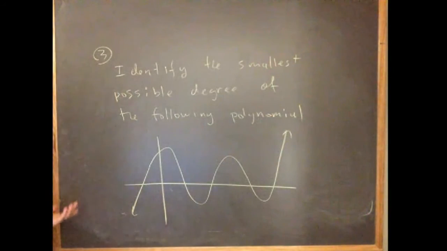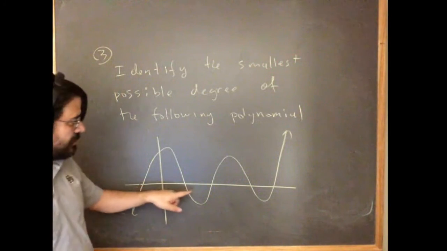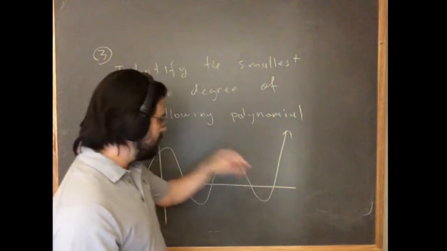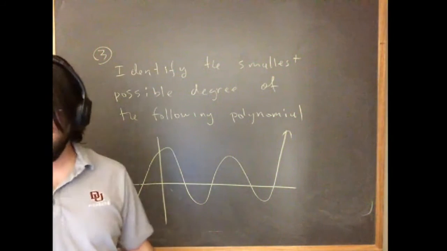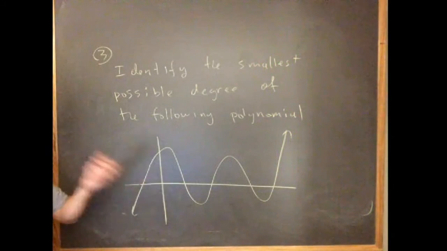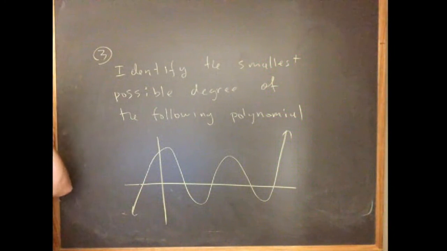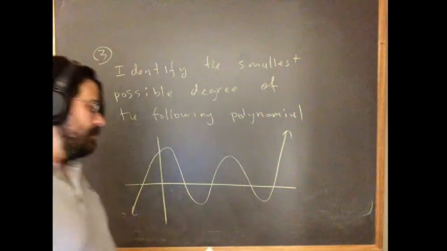And just as a sort of quick reminder here, this is not related to the question, but you have a 0 here, a 0 here, a 0 here, a 0 here, and a 0 here. And you'll notice that all of these have odd multiplicities because none of them are bouncing off of the x-axis. Okay, so again here we want to identify the smallest possible degree. There may be many polynomials that have this particular shape to them, but there are some with the smallest possible degree. Okay, so that's number 3.